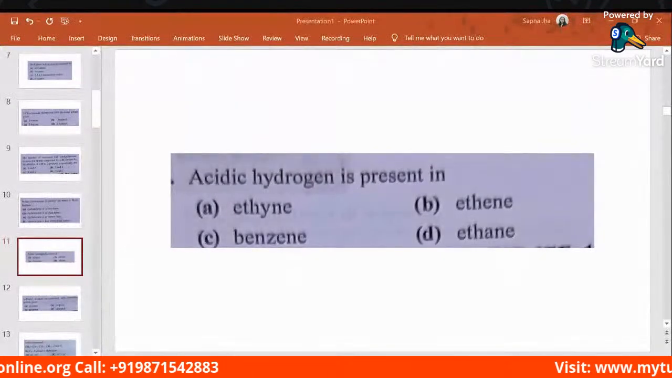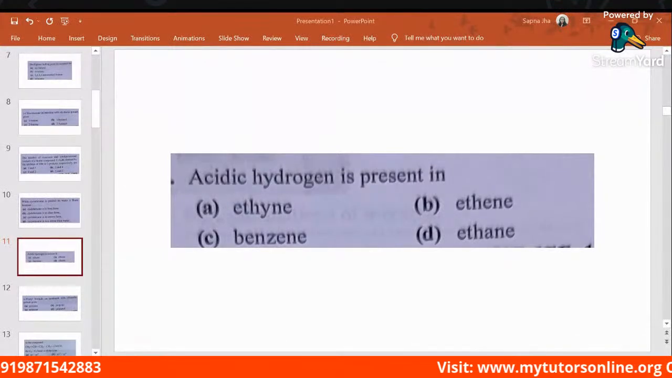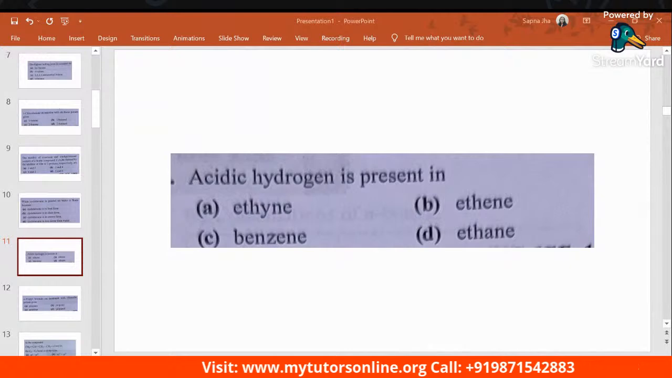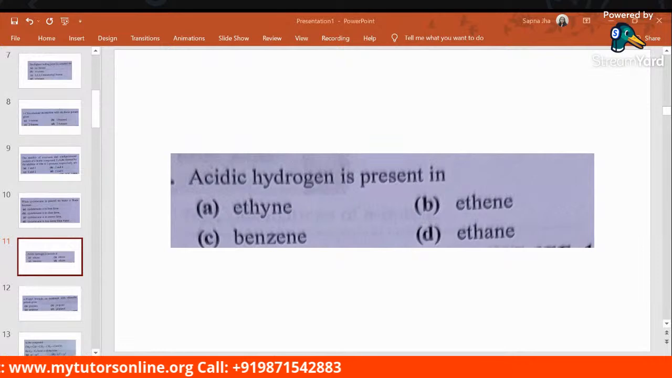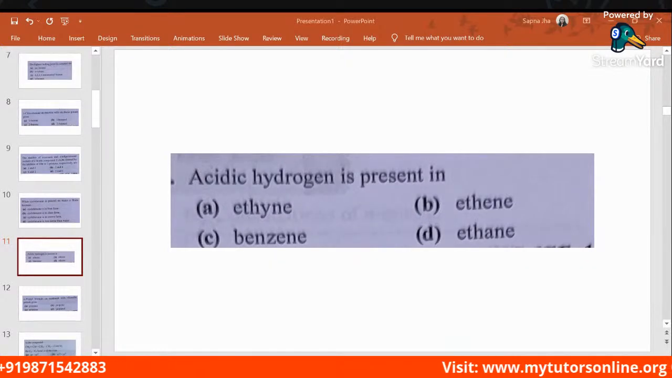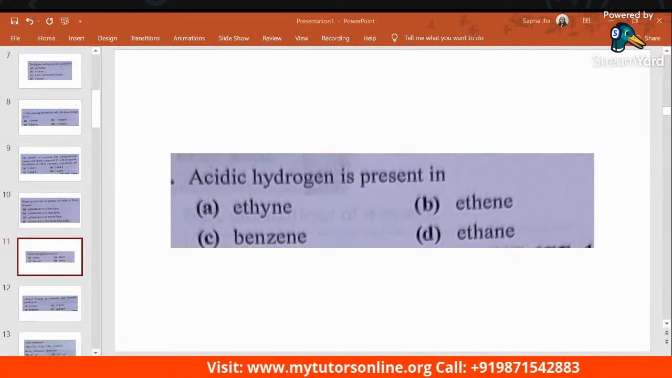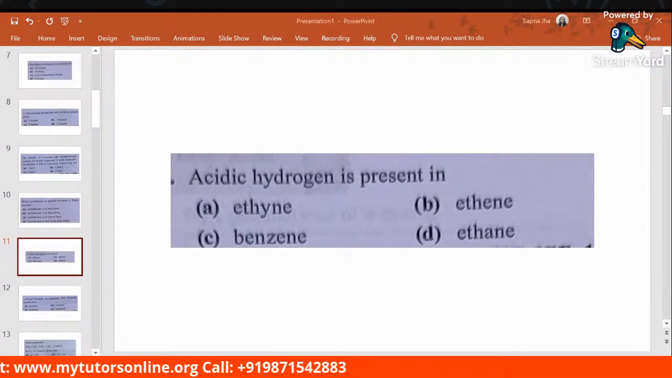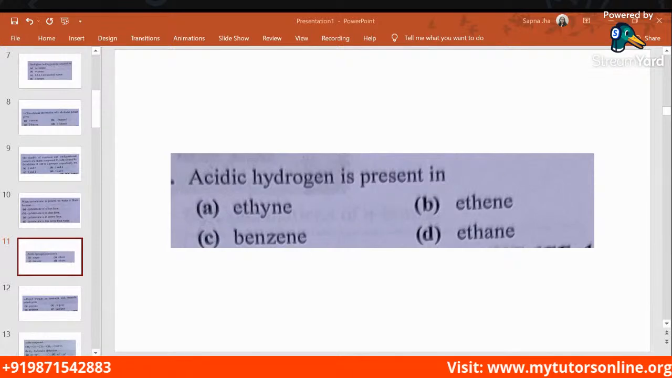Let me see who will answer this question first. Very good, Harth. What about others? Why taking much time? This is so easy. It's about the acidic hydrogen. And you know that terminal alkynes have acidic hydrogen. Why? Because hydrogen is attached to a more electronegative sp hybridized carbon. Yes, Vachna is also correct.